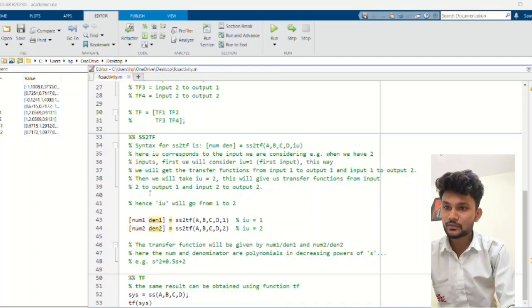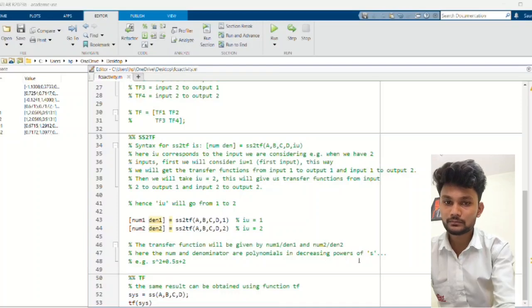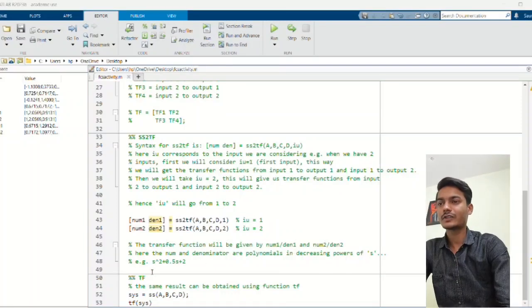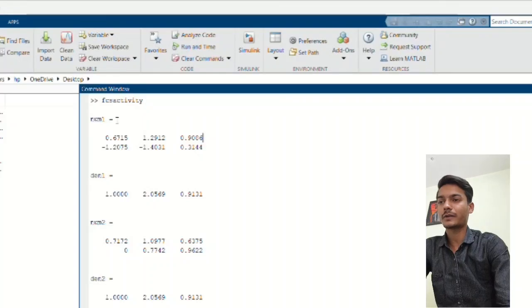So the transfer function will be given by num1 divided by den1 and num2 divided by den2. Here the numerator and denominator are polynomials in decreasing powers of s, that is s squared plus 0.5 s plus 2. The same result we can obtain using the tf function. So this is the overall output of the simulation of state space to transfer function for multiple input multiple output.